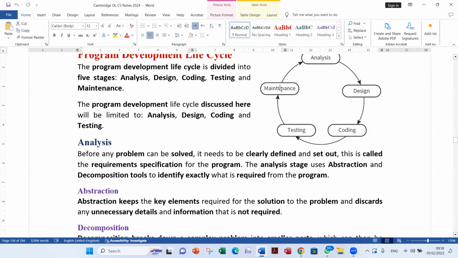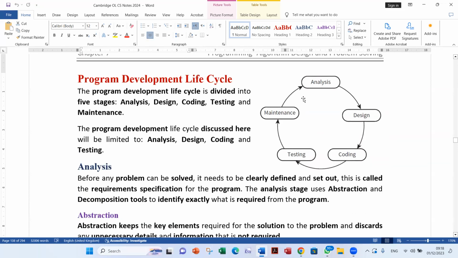We are left with maintenance. Happily, maintenance is not included in the O-level syllabus. It's only in the AS syllabus. It's only here because I got that diagram from the AS textbook. But we will not be doing maintenance. Okay, so let us go and read what is written here. I hope I have managed to explain it properly.